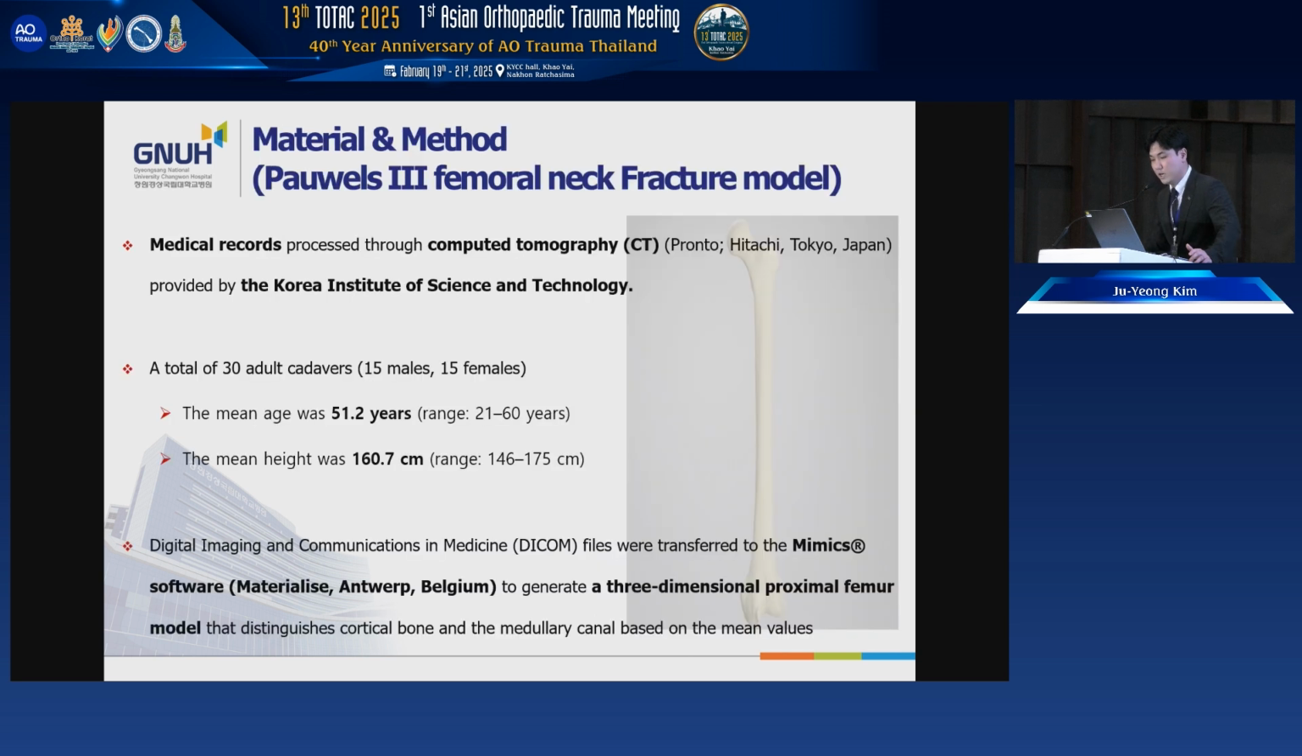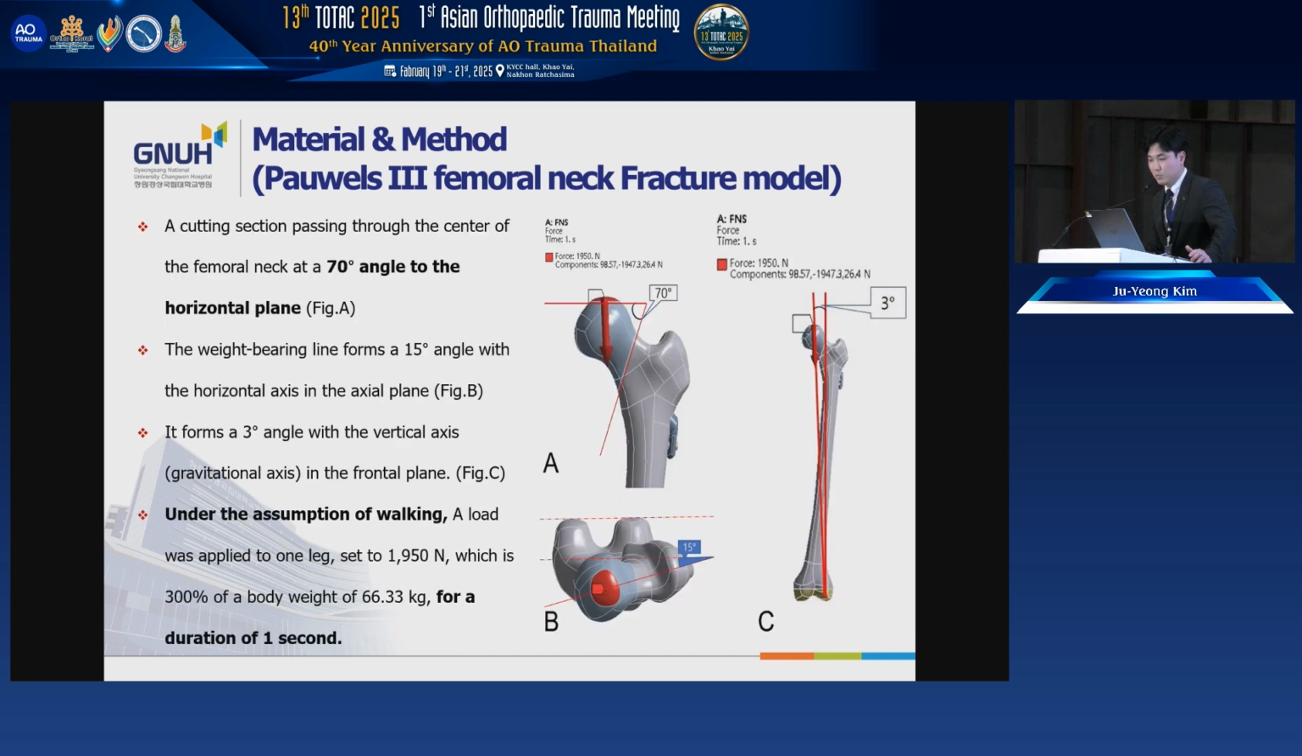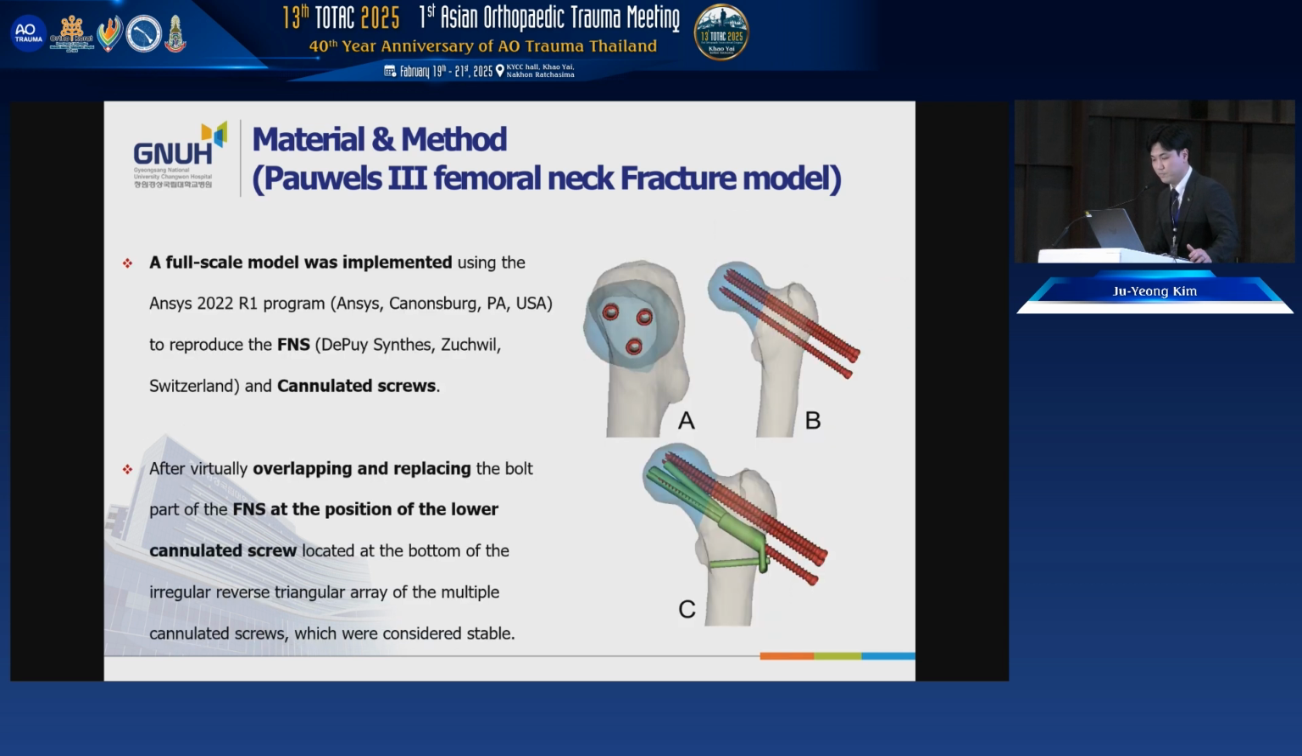We utilized the medical records processed through CT scans provided by the Korean institution. A total of 30 individuals, consisting of 15 males and 15 females, were selected to represent the average population. A three-dimensional proximal femur model was reconstructed using Mimics software. A femoral neck cutting plane at a 70-degree angle to the horizontal plane was added. Under the assumption of walking, a load was applied to one leg, set to 1,950 Newton, which is 3 times the body weight, for a duration of 1 second.